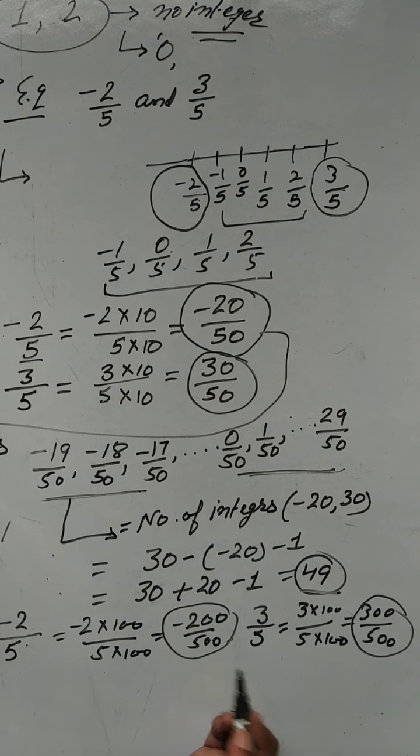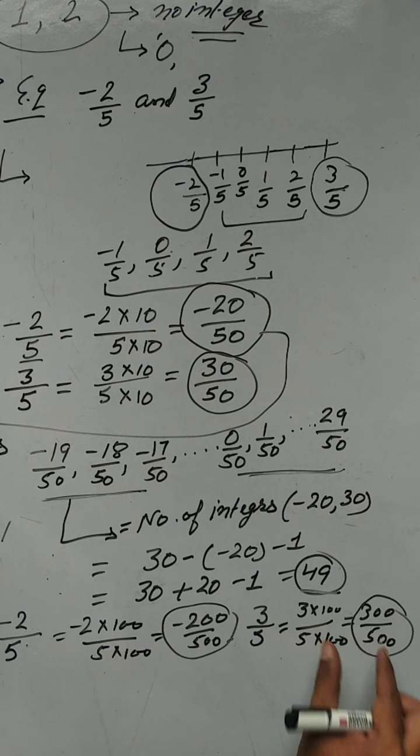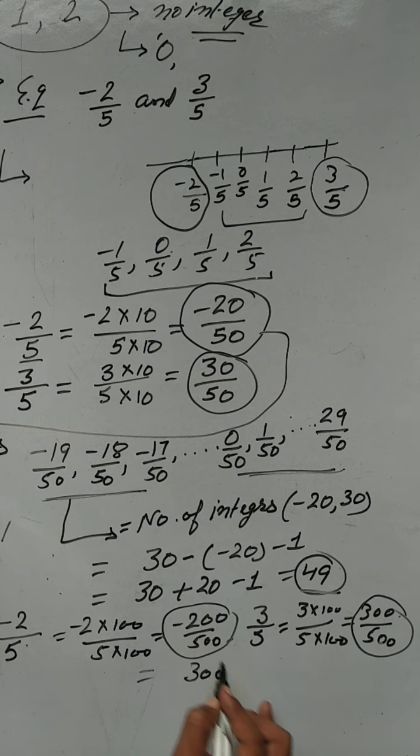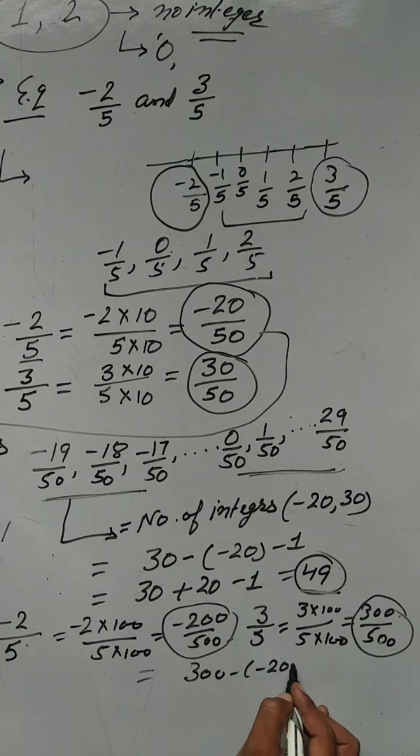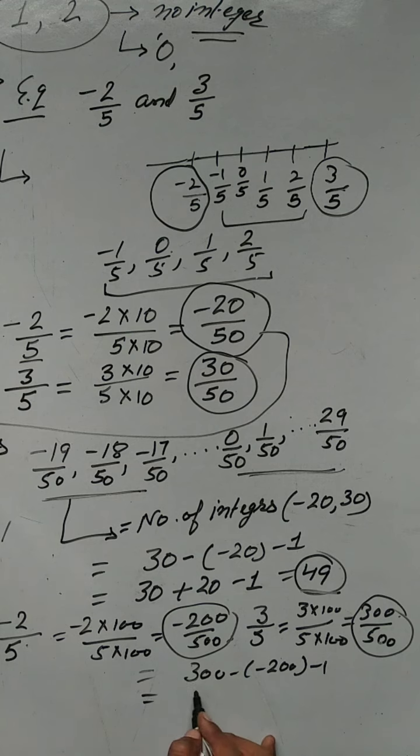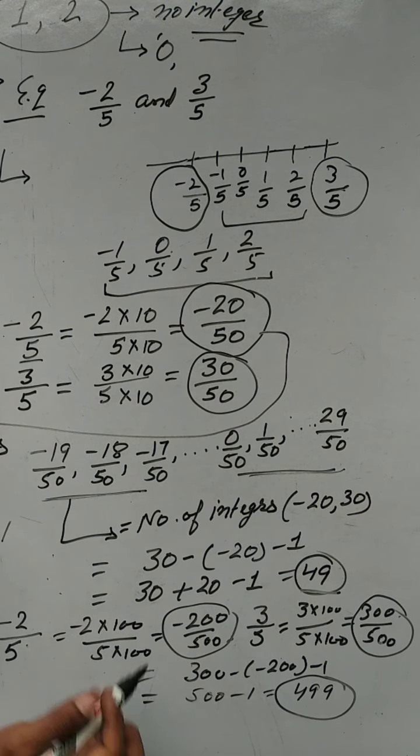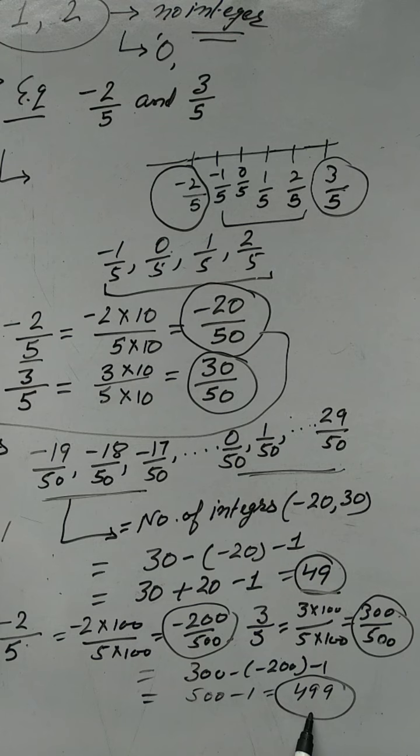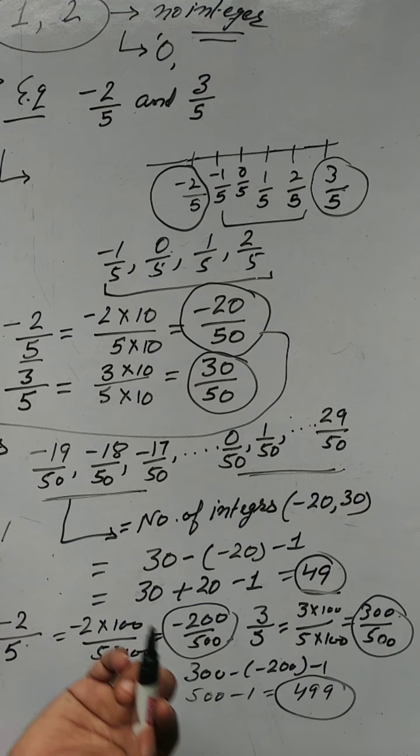How many numbers will there be between them now? Here m is equal to 300, n is equal to minus 200, so m minus n minus 1 is 300 plus 200, which is 500, and 500 minus 1 is equal to 499. It means now there are 499 numbers between minus 2 upon 5 and 3 upon 5. Similarly you can find even more.